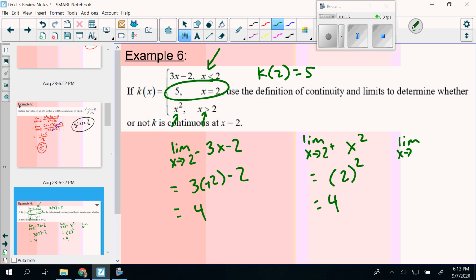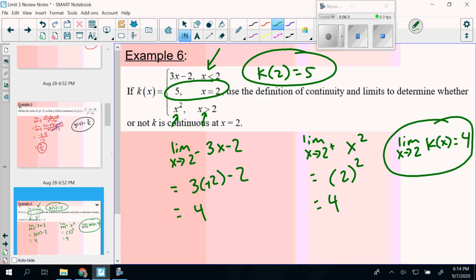The limit as we approach 2 for this function, k of x, equals 4. So would this be continuous? So here's where you've got to be careful. Just because our limit existed there does not necessarily mean this is continuous. The last part is what we got here, equal to the function value. And as you can see there, those are not the same.